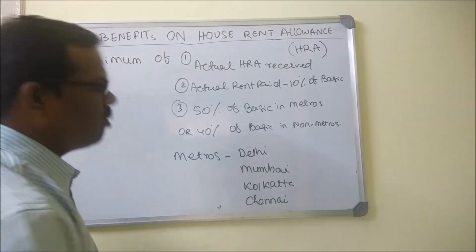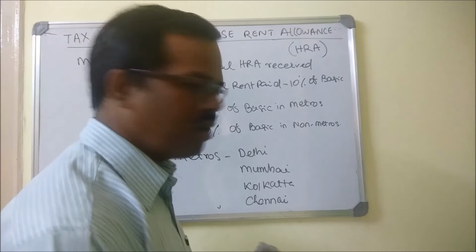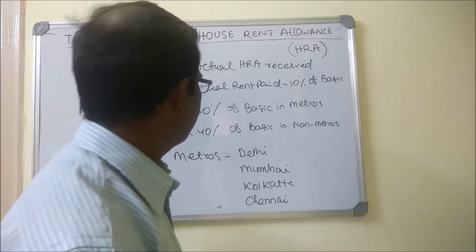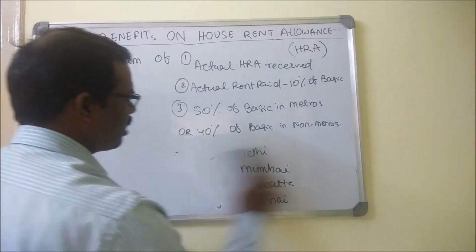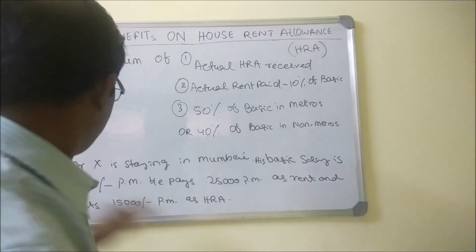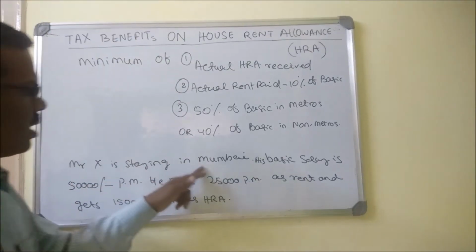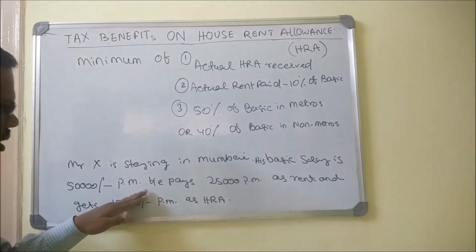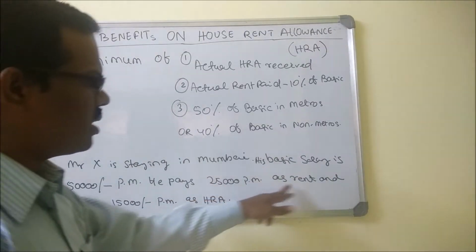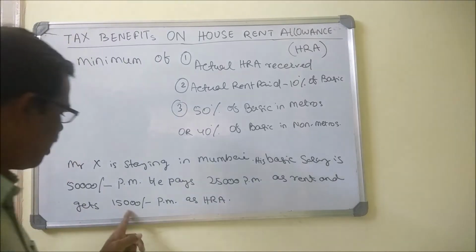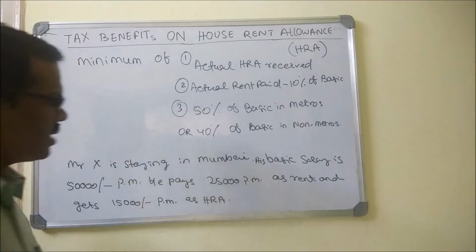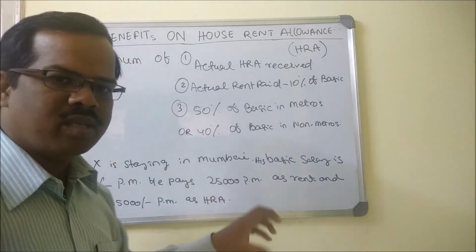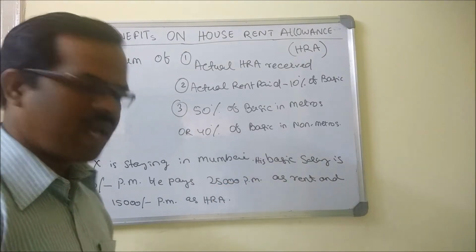Now we will take an example and try to understand how much benefit you are going to get. Let us say Mr. X is staying in Mumbai and his basic salary is 50,000 per month. He pays around 25,000 as rent and gets around 15,000 per month as HRA. So how much is he eligible to get as an exemption for HRA?